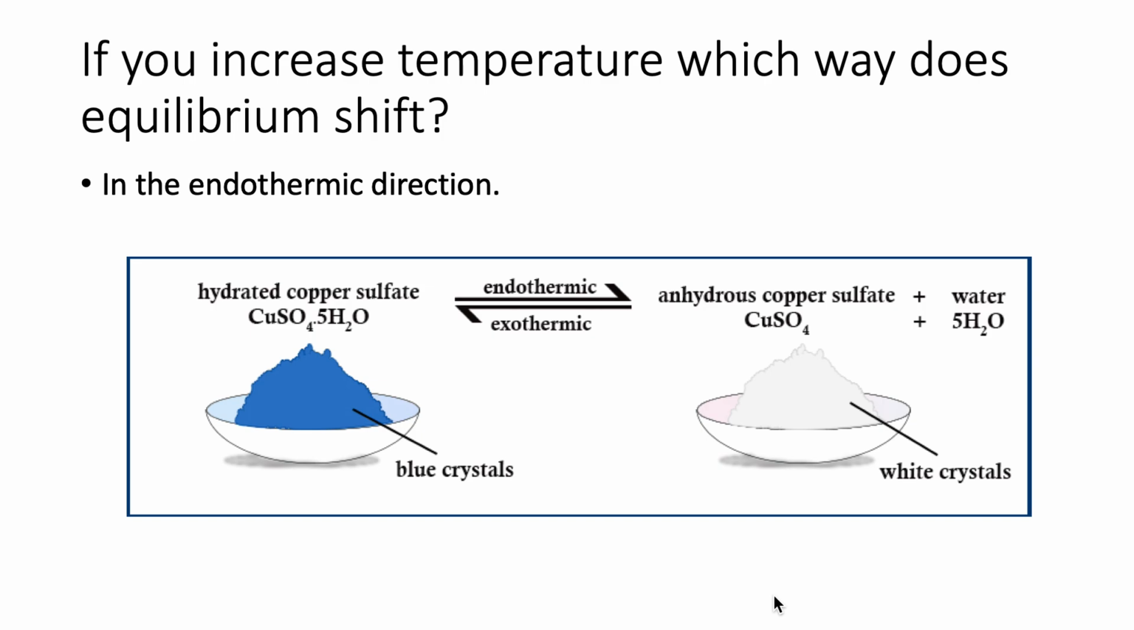All reversible reactions have one endothermic direction and one exothermic direction. Sometimes the endothermic is forward, so increasing the temperature shifts it to the right. Sometimes the endothermic reaction is backwards, so increasing the temperature shifts it to the left.